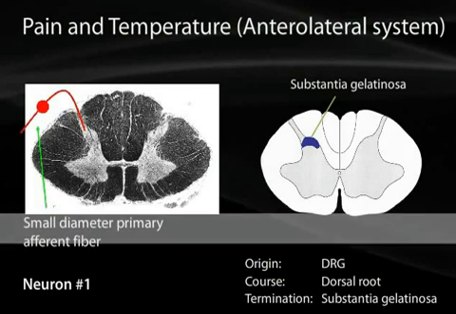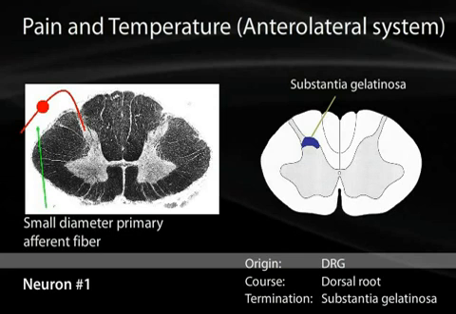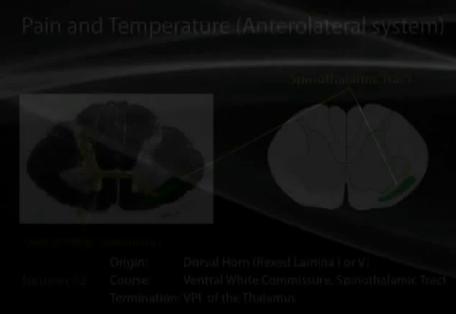Here it is again. We see a small diameter primary afferent fiber where the neuron number 1 is, same as in the dorsal column system. The neuron number 1 is in the dorsal root ganglion. Then information synapses in the substantia gelatinosa. That's where the second order neuron will be located. That's the second neuron of this whole system.